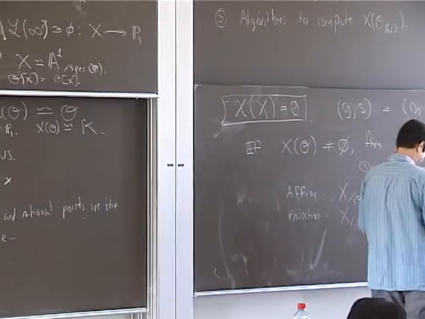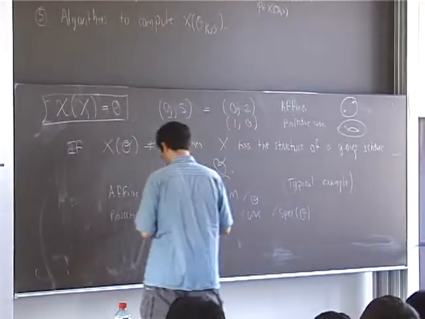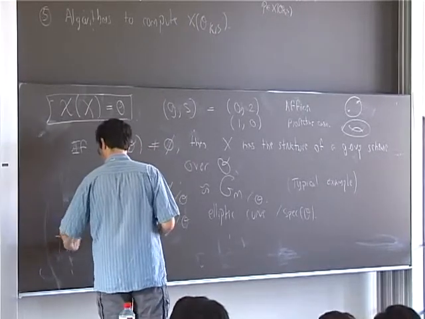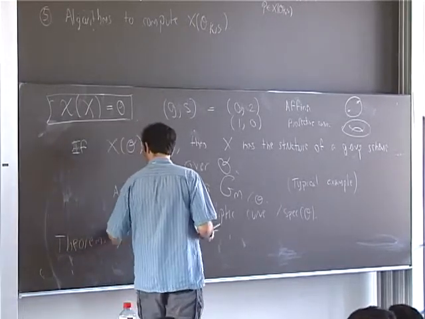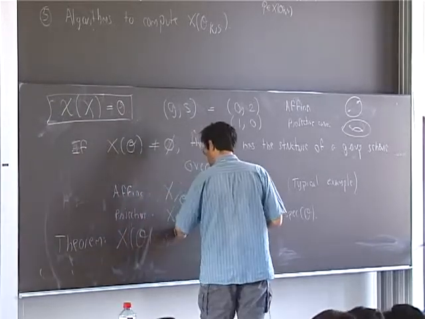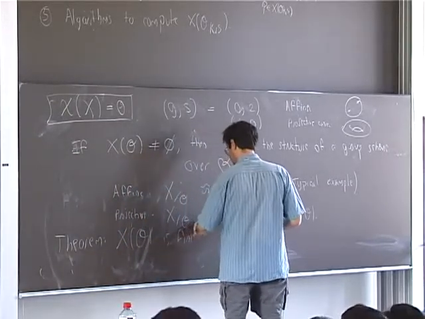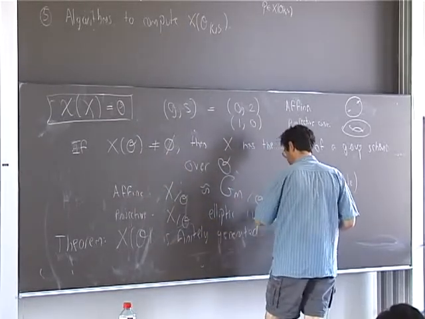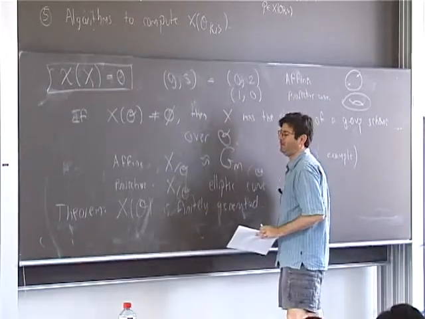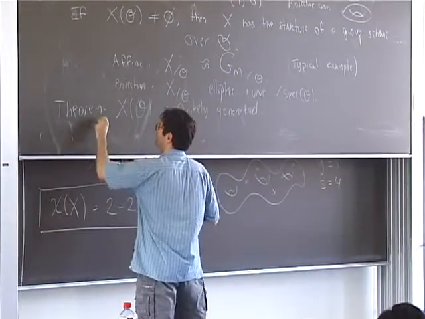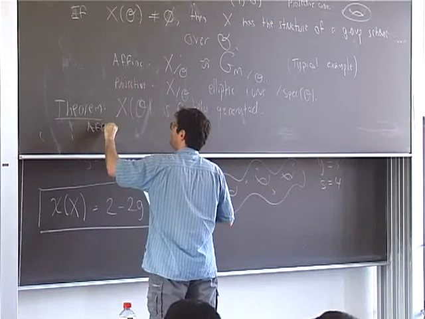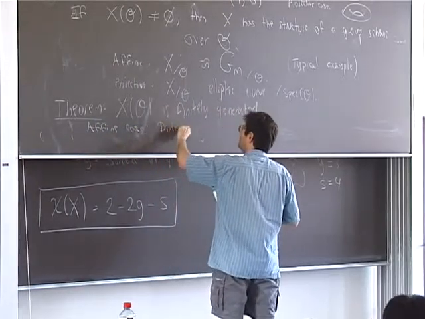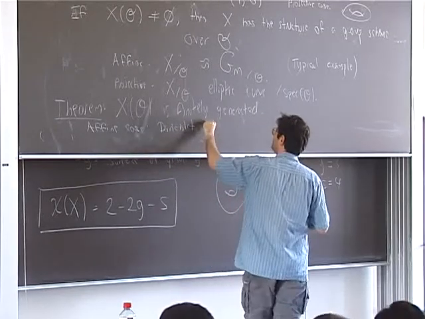Okay. So, in these cases, we have the following basic result. Theorem: X of O is finitely generated. In the affine case, this is essentially the Dirichlet theorem on units or S-units.